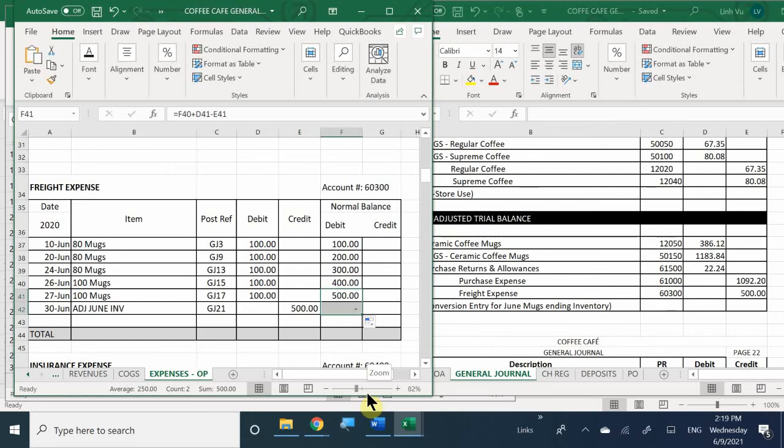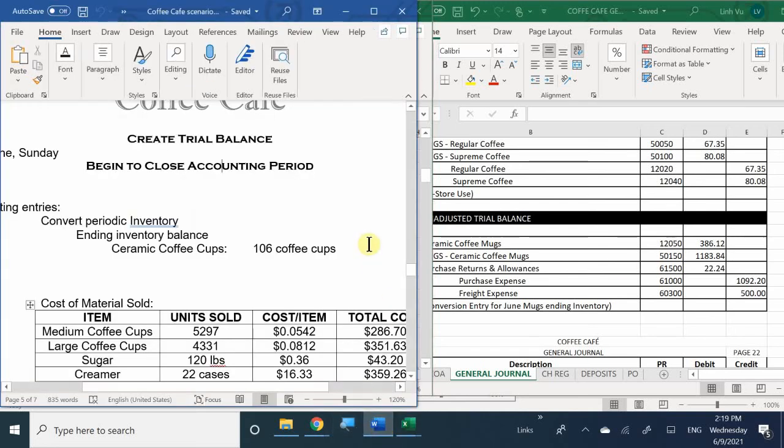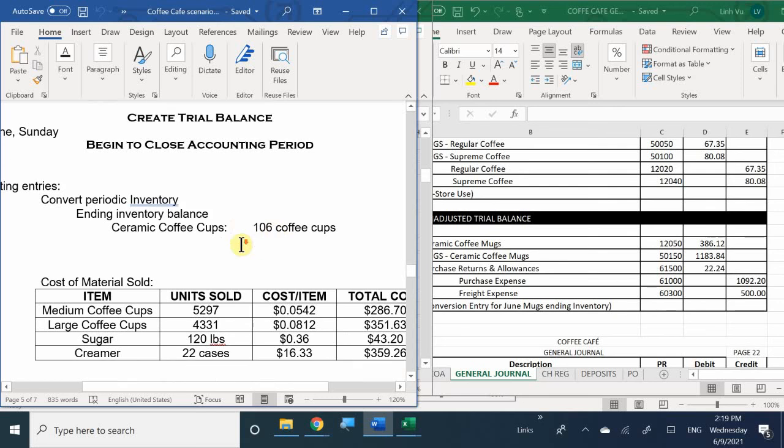Everything for this one then, or do we have to do anything with subsidiary ledger? Nope. This is an internal transaction, so nothing to do with anybody. No customers, no vendors, no employees. This is an internal transaction. So we are done here. And let's see what happened next.